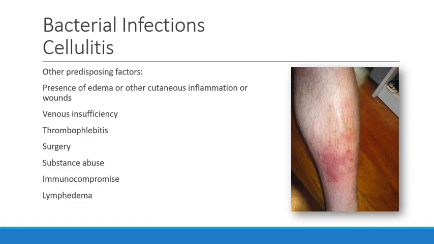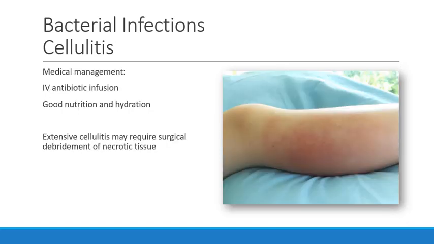Other predisposing factors, presence of edema or other cutaneous inflammation or wounds, venous insufficiency, thrombophlebitis, surgery, substance abuse, immunocompromise, and lymphedema. Medical management includes IV antibiotic infusion, good nutrition and hydration. Extensive cellulitis may require surgical debridement of necrotic tissue.